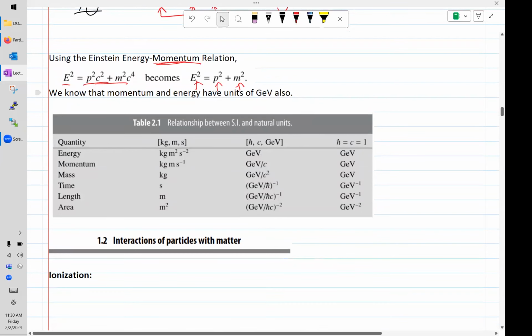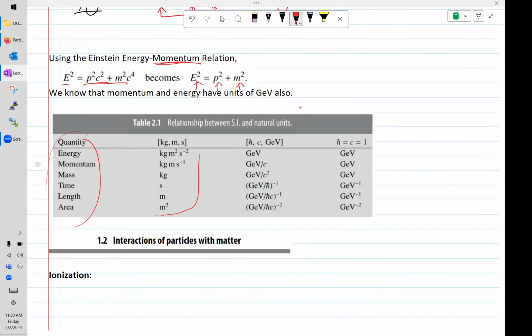So hopefully a lot of you have seen this little table. This is a super useful table. I wish I had this table when I was taking this class. This is a big table of some of the quantities that you're going to see most often: energy, momentum, mass, and what they are in SI units, and how they get converted to GeV.